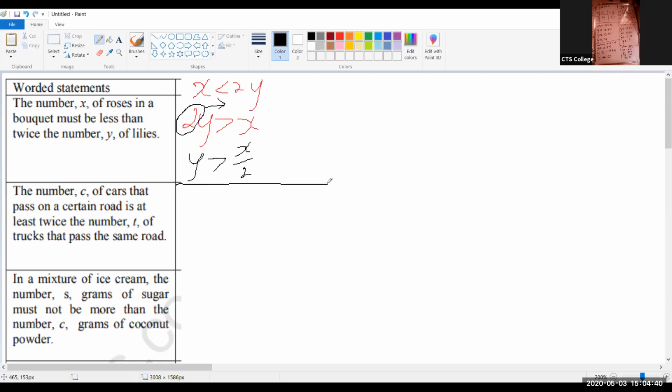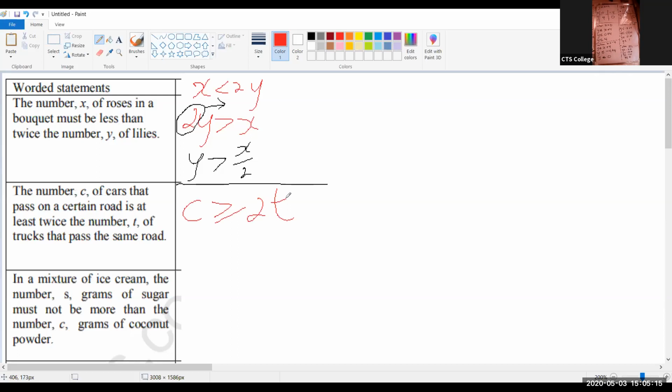So let's see. The number C of cars that pass on a certain road is at least twice the number T of trucks that pass the same road. How are we doing that? C is greater than or equal to 2T. Correct. Let's look at the third one.